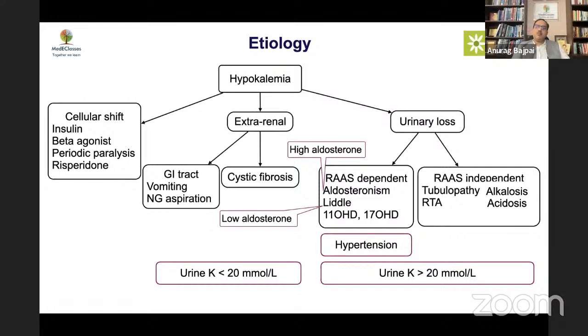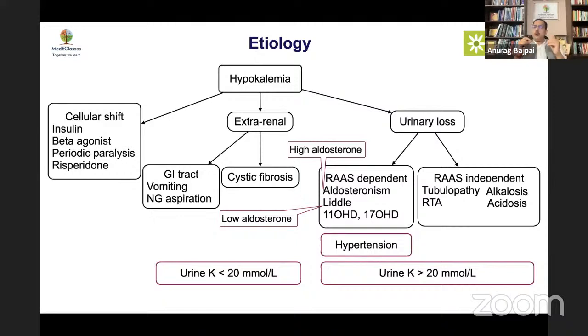So if we talk about hypokalemia, we need to first understand whether there is a cellular shift or not. If the shift is not there, look at urinary potassium. If it's low, we're talking about gastrointestinal or extra-renal loss. If there's a urinary loss, if there is hypertension, we are talking about RAS-dependent causes. If there is no hypertension, do a blood gas. Blood gas shows you alkalosis, it's tubulopathy. Acidosis will mean renal tubular acidosis.